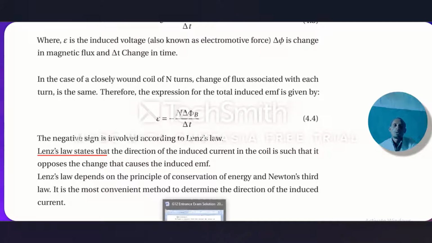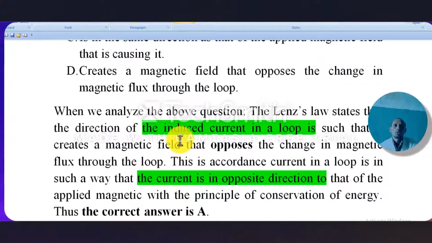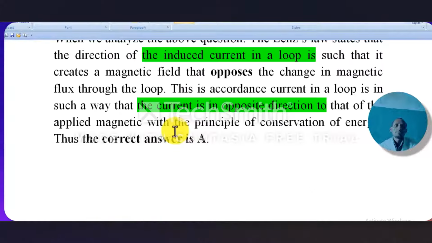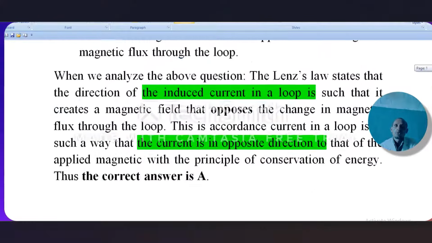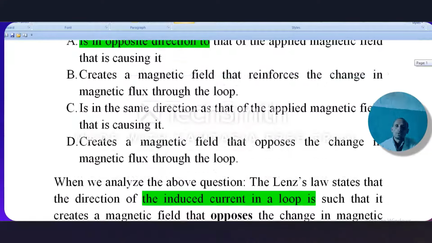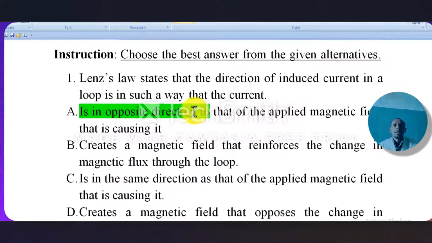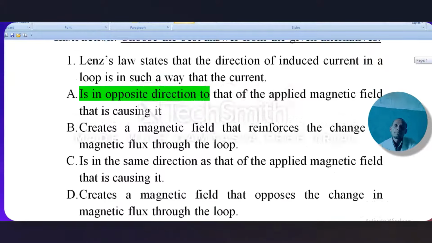From this, when we come to the solution, let me show you choice A. Our question says that Lenz's law states that the direction of induced current in the loop is such that the current is in the opposite direction to that of the applied magnetic field that causes it. So the correct answer is A.